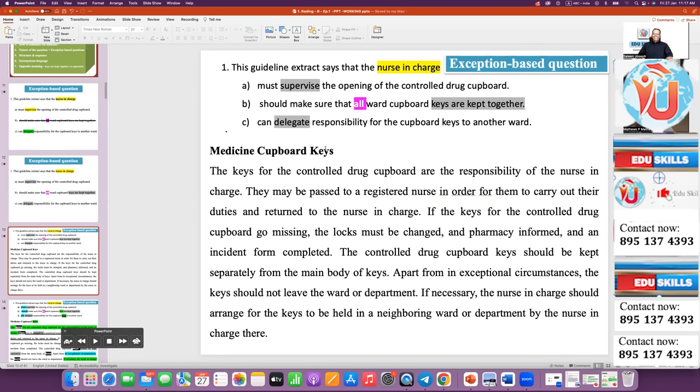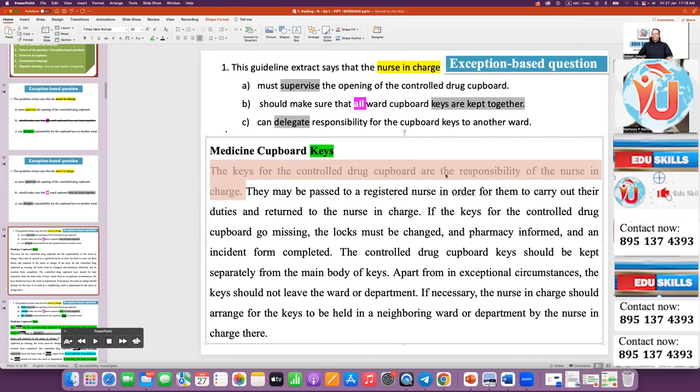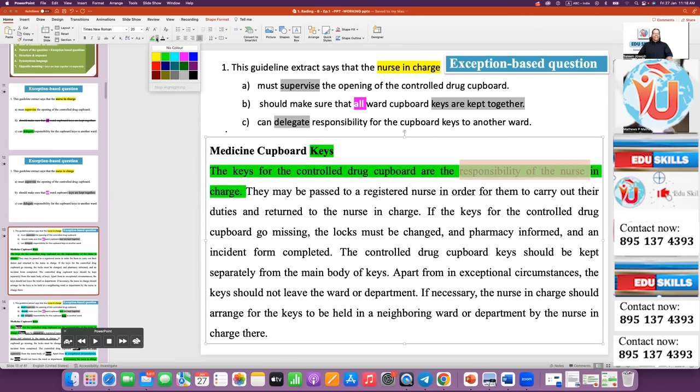Now you see, what is the key word here? Keys is the main issue here, main word here. But the key phrase is, this is a topic sentence, right? The keys for the controlled drug cupboard are the responsibility of the nurse in charge. What does it mean? It speaks about what? Responsibility of the nurse. Yeah, that is the concept. Responsibility of the nurse. That is the key phrase or focus point.